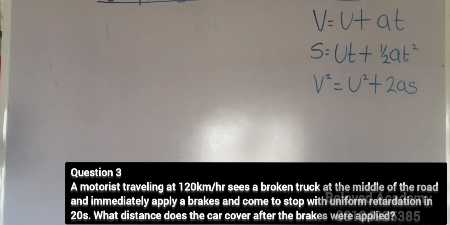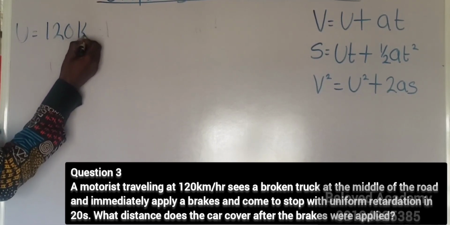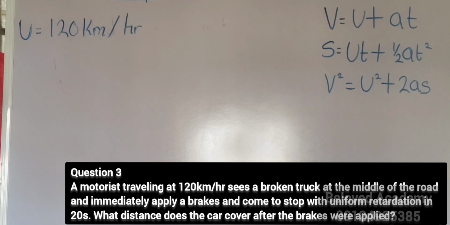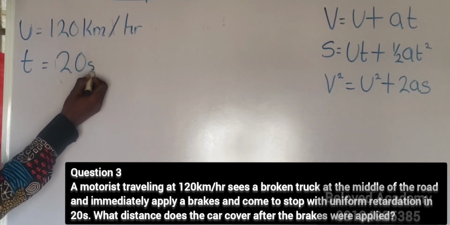Okay, so an example of such a condition is this. The motorist was traveling at 120 km per hour before. So therefore, the initial velocity u is what? u is equal to 120 km per hour. Please, I want you to pay attention because this is a multi-step problem. Do you understand? Okay. Now, we are told that the body comes to a stop with uniform retardation in 20 seconds. So the time that was given in this question is equal to 20 seconds.